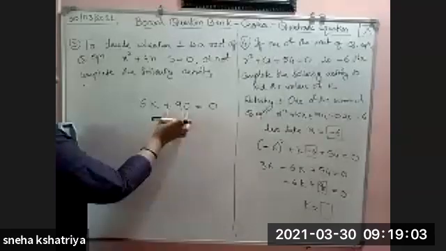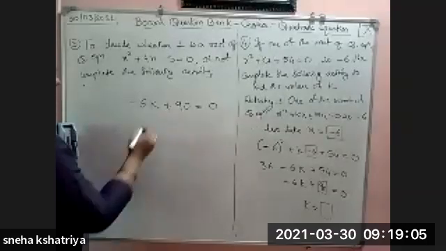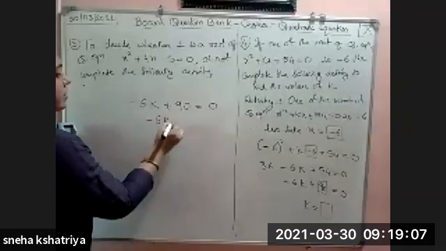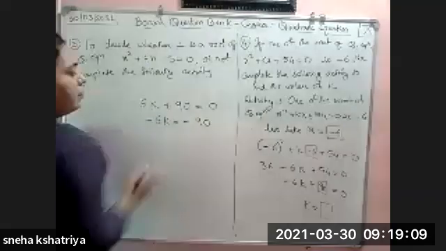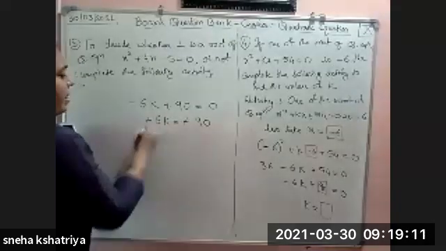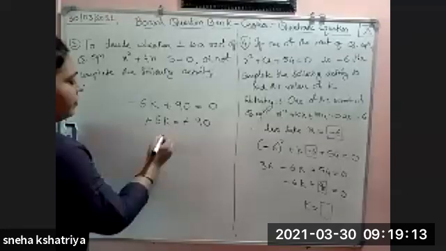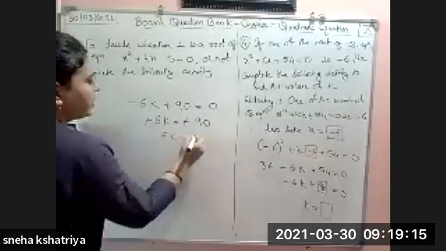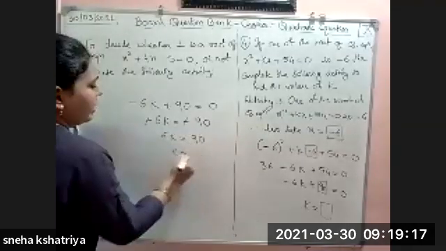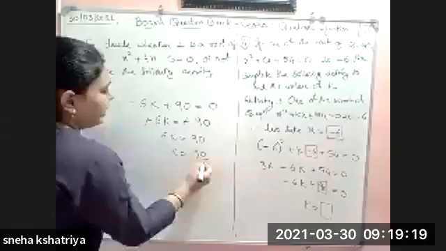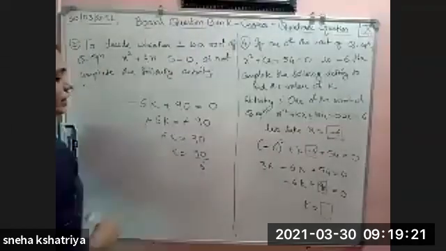Then how are we going to solve? First, shift the constant number to the right hand side. So this will become -6k, which is equal to -90. First of all, the minus sign will get cancelled. We will get 6k is equal to 90. k is equal to what? 90 divided by 6. 6 will go to the denominator.